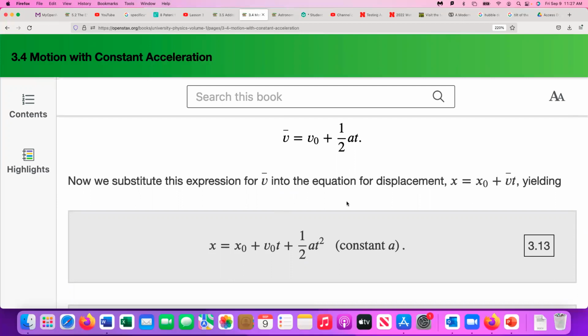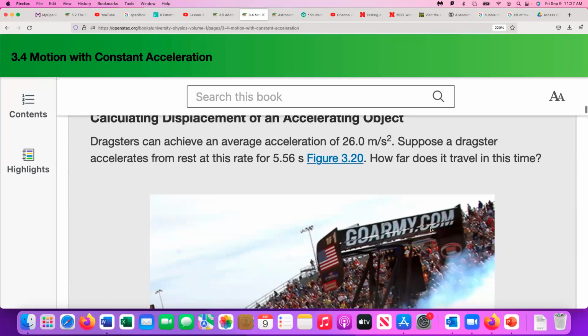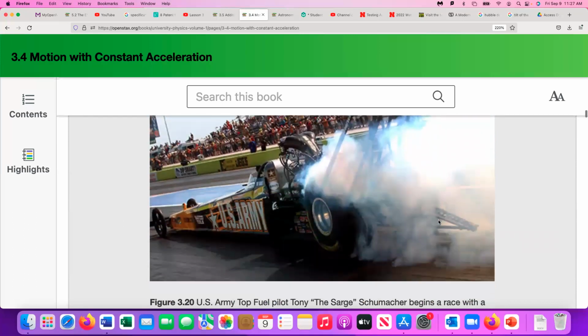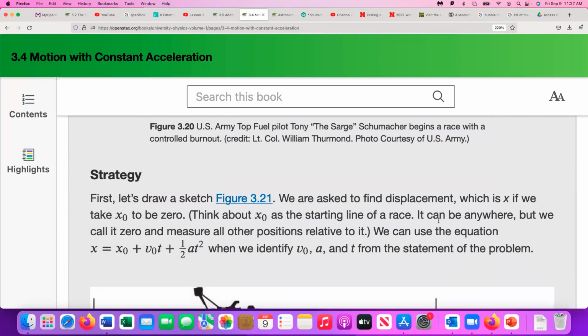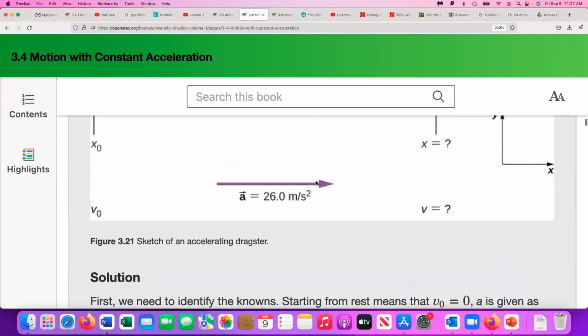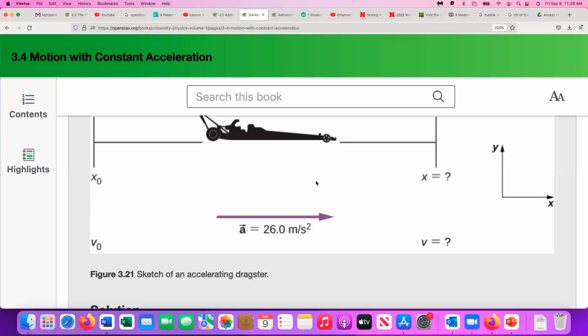Each one of these equations is like a little tool that we can use to do these different homework problems and solve different problems in physics. So this is another one of these equations that also assumes that we're using a constant acceleration. So we're going to go ahead and use that in this example here with a race car. We've got this drag racing car, and it is going to be accelerating with an acceleration of 26 meters per second squared. And they're going to tell us that it's going to start from rest, which means our initial velocity is 0. And we're going to assume that our initial position is 0. We're going to try to calculate how far it's going to travel.